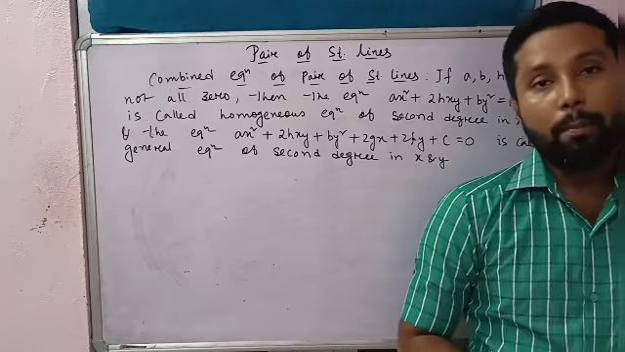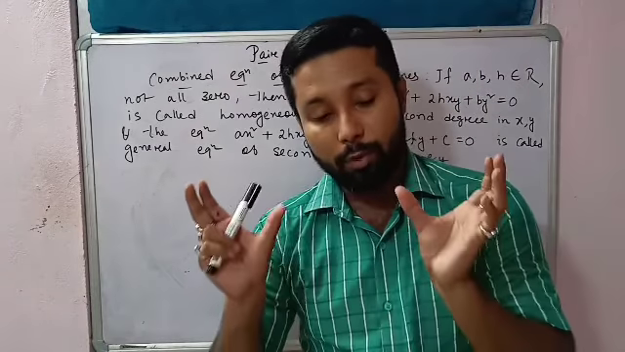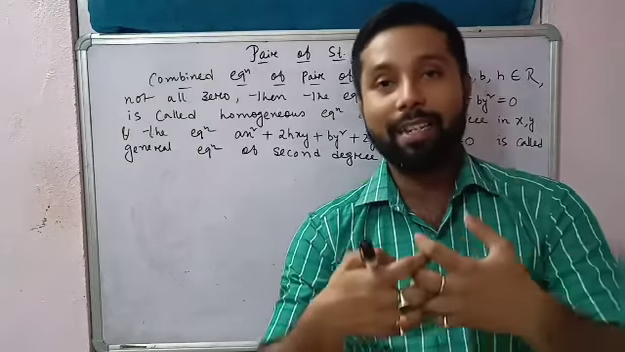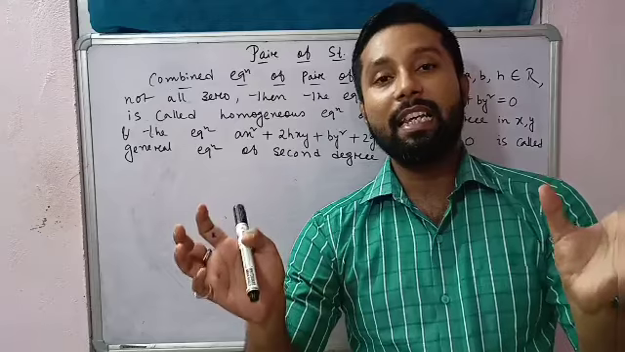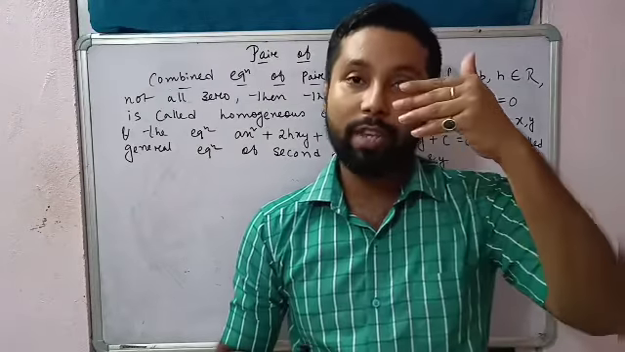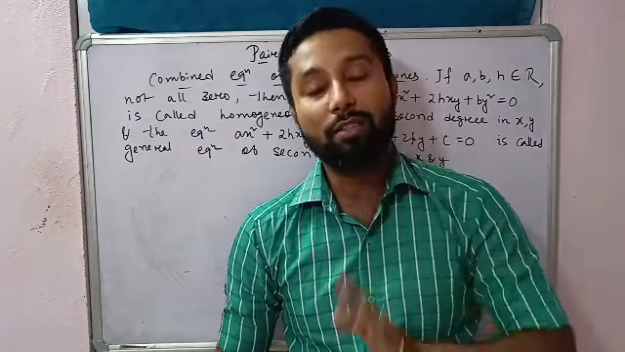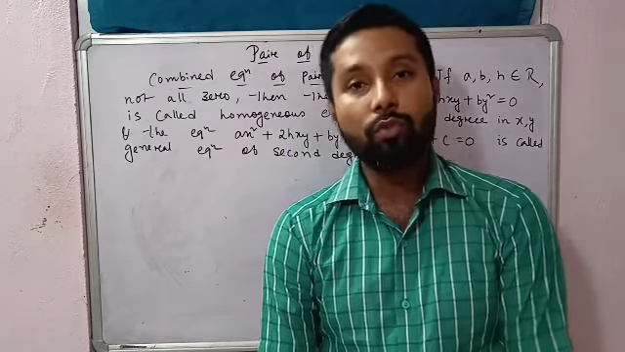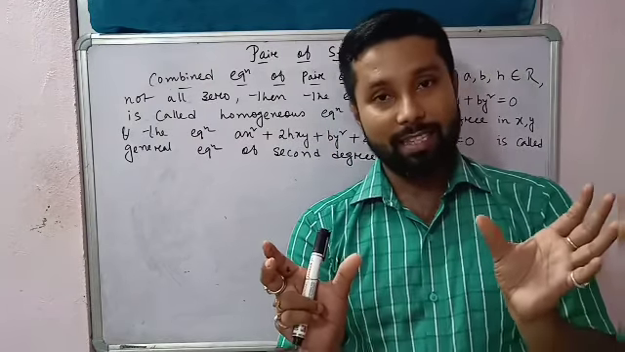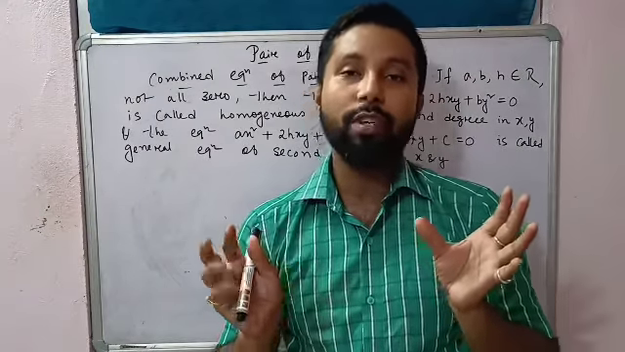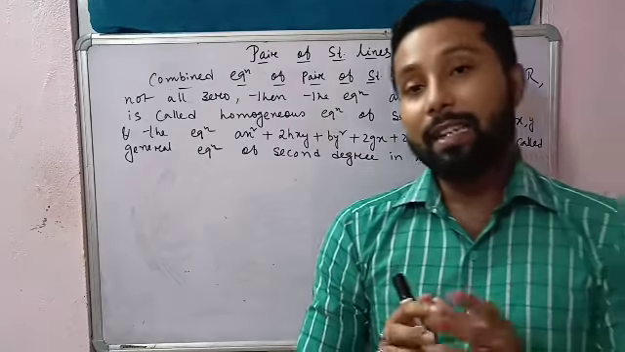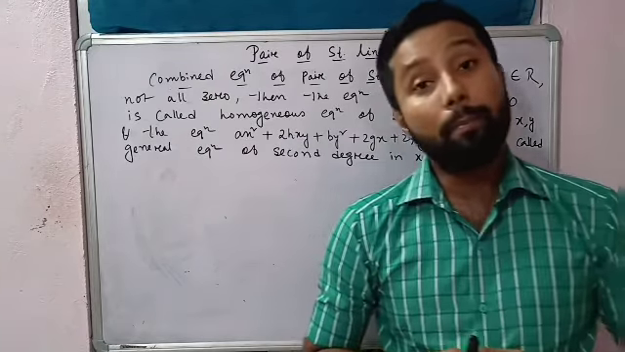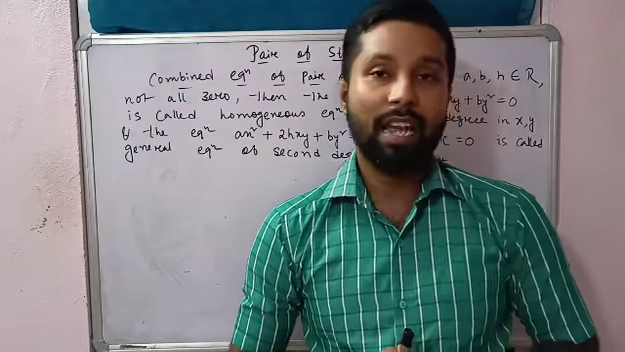Actually pair of straight lines का मतलब जब दो linear equation को हम लोग combine करते हैं, दो लीनियर इक्वेशन को कंबाइन करने से जो इक्वेशन मिलेगा, that equation is called pair of straight lines. Okay, when we combine two equations of straight lines, the result will give us the pair of equations of those lines.